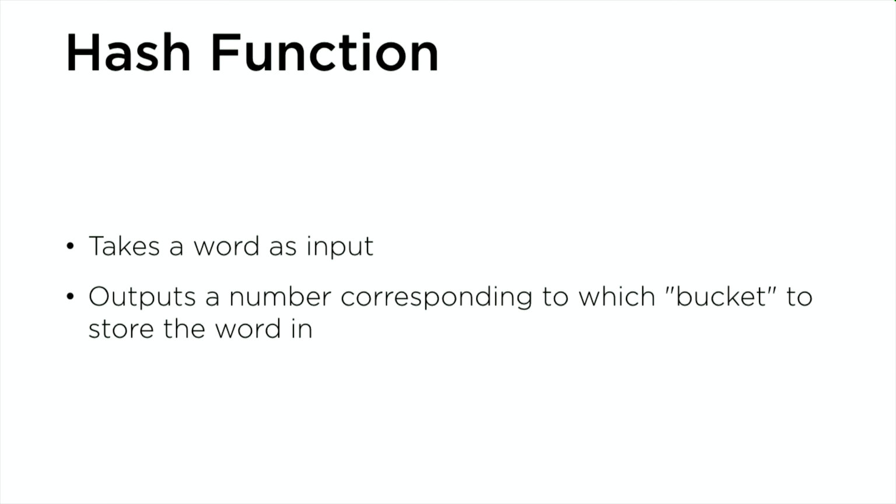So what exactly is a hash function? Well, a hash function in this case is going to take a word as input, and it's going to output a number corresponding to which bucket or element within this array we want to store the word in. Because recall that a hash table really is just an array where the very first linked list in that array is at index 0, and then 1, and then 2, and so forth. And so our hash function is going to take the word and output which index into that array we should use to place that particular word in.